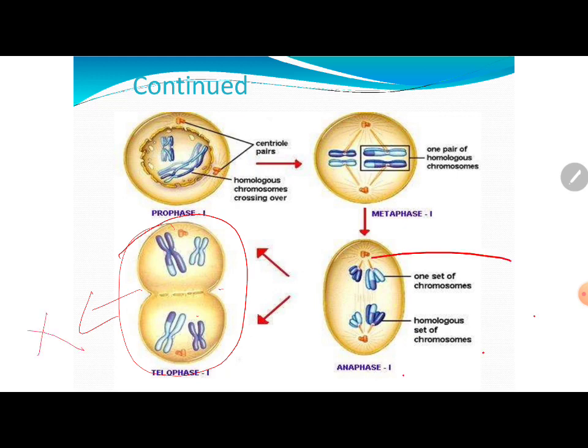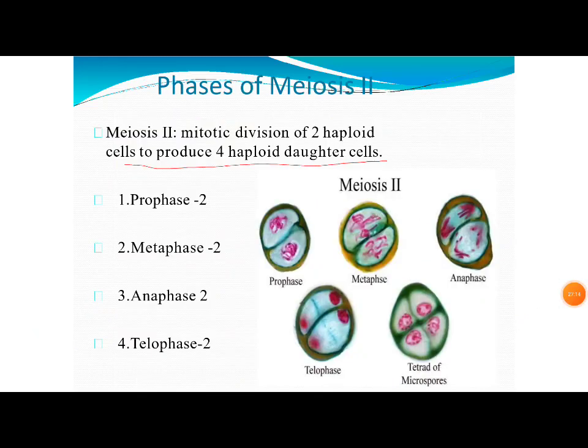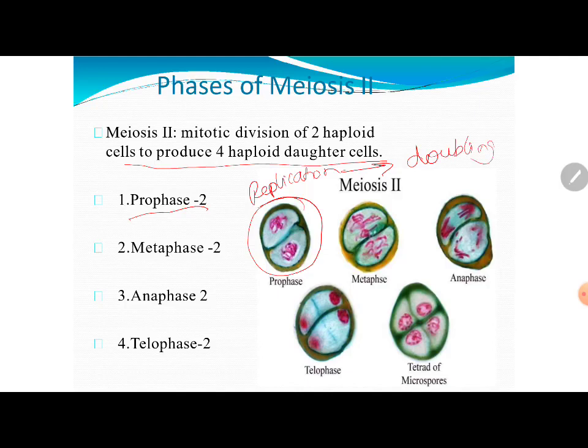Rather, they move into what is called prophase 2. You can see this is prophase 2. In prophase 2, what happens? Again, condensation takes place and replication takes place. This is where doubling takes place, because we have already reduced the number in meiosis 1. Now that has to double up.